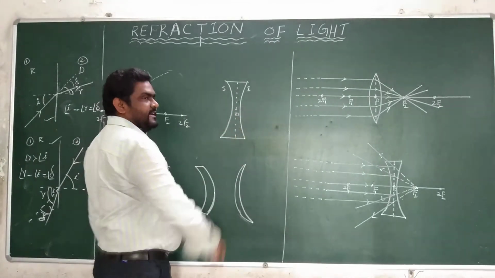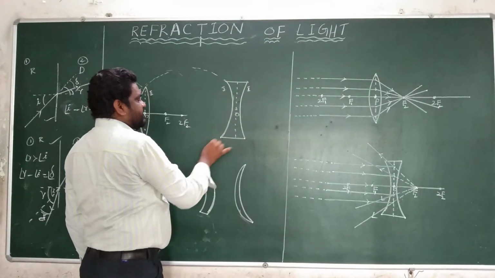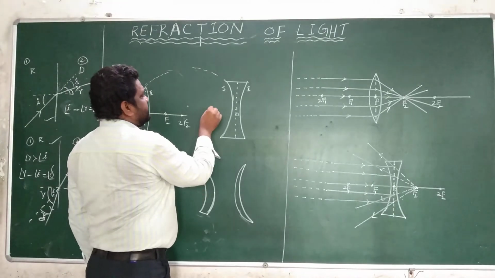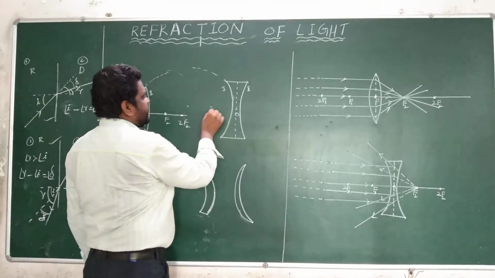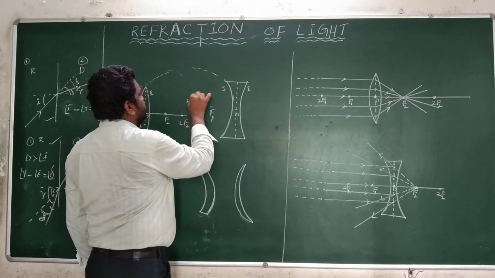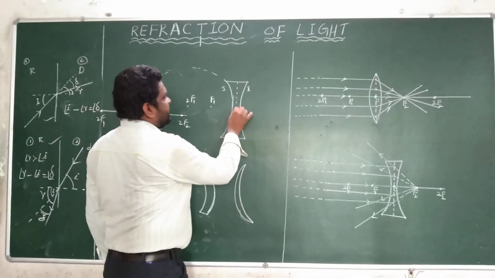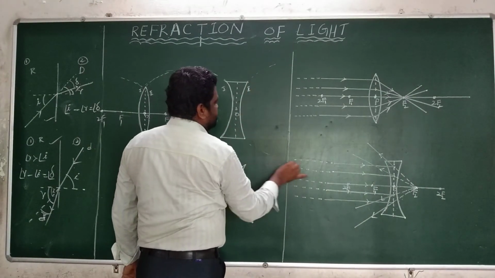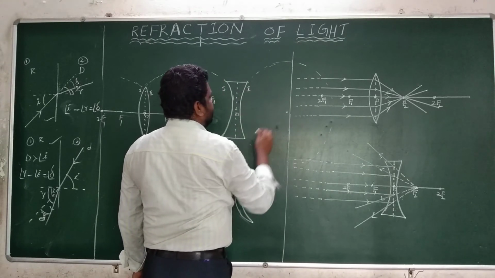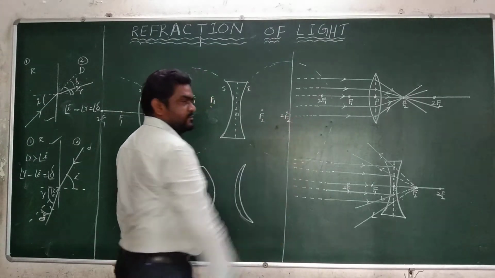This is the optical center. It is the first curved surface. It is part of a hollow sphere, and the center of this hollow sphere is like this, so its focus is like this. That's why this is F1, this is 2F1. Similarly, this is part of another hollow sphere. The center of this hollow sphere is like this, so its focus is like this. This is F2, 2F2.